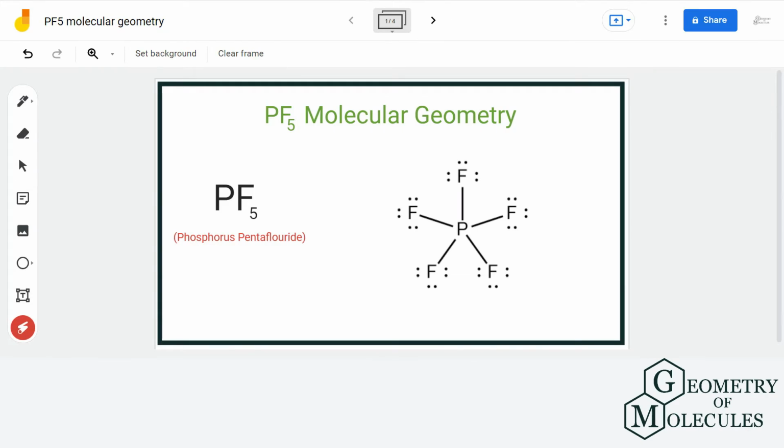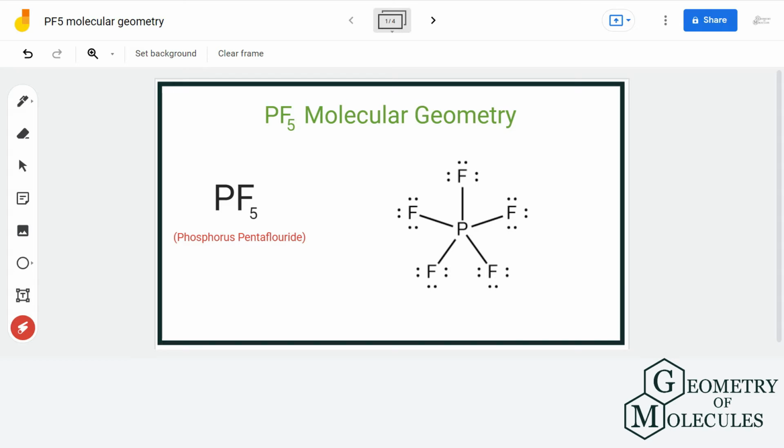In this video, we are going to help you determine the molecular geometry of PF5, which is the chemical formula of phosphorus pentafluoride. To understand its molecular geometry, we are first going to look at its Lewis structure. This is the Lewis structure of PF5, where phosphorus is forming single bonds with 5 fluorine atoms and there are no lone pairs on phosphorus.